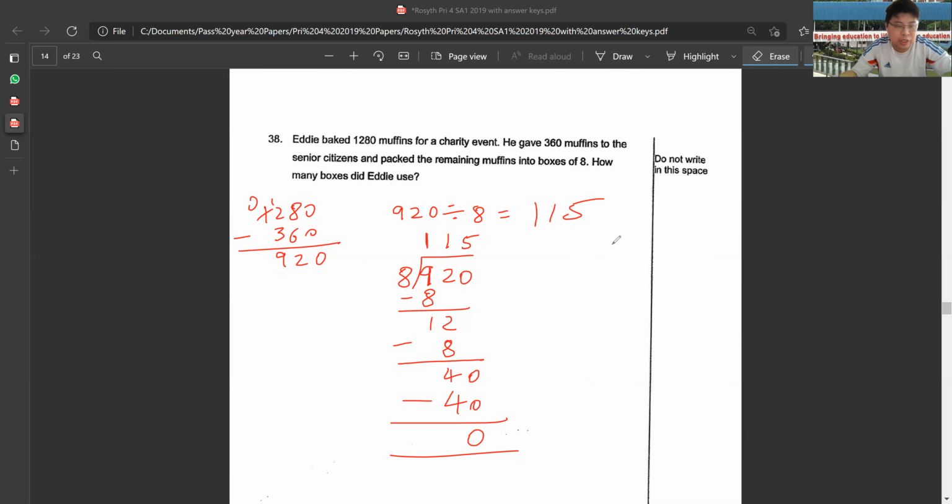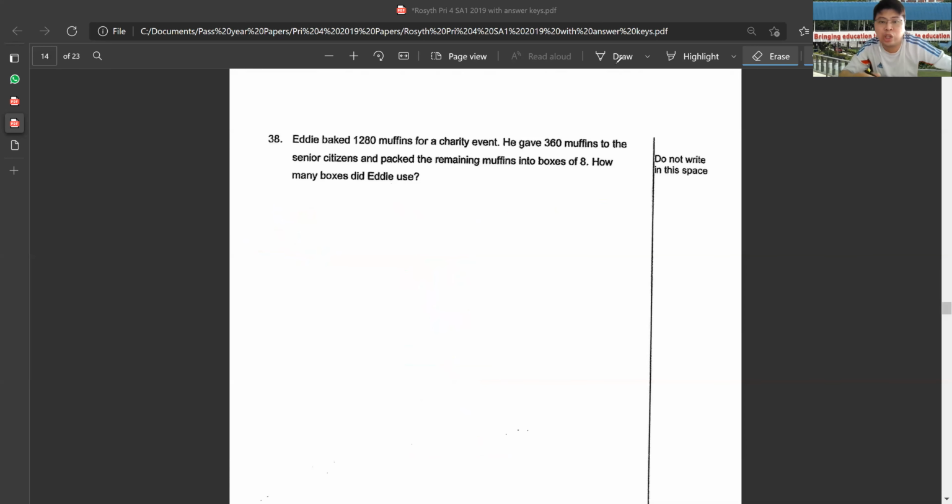115. So how many boxes did Eddie use? Eddie used 115 boxes. Yes, 115 boxes. This question you actually know how to do. Why couldn't you do it? Because of the 12 minus 3. I know, it's just that I borrow.